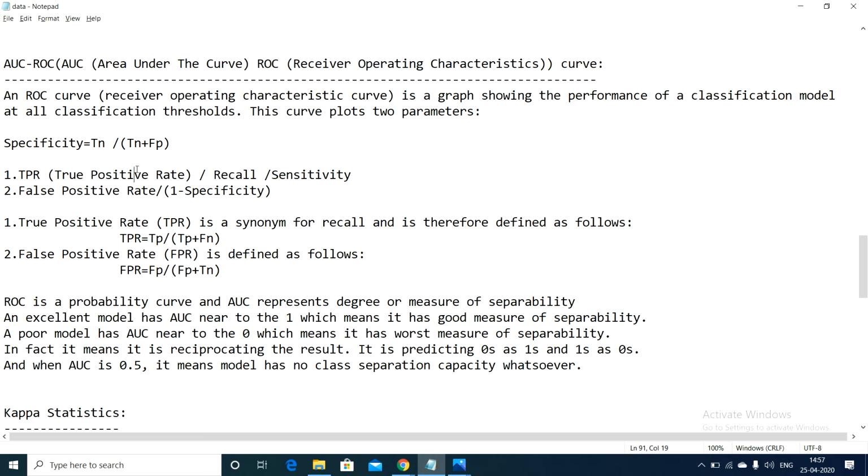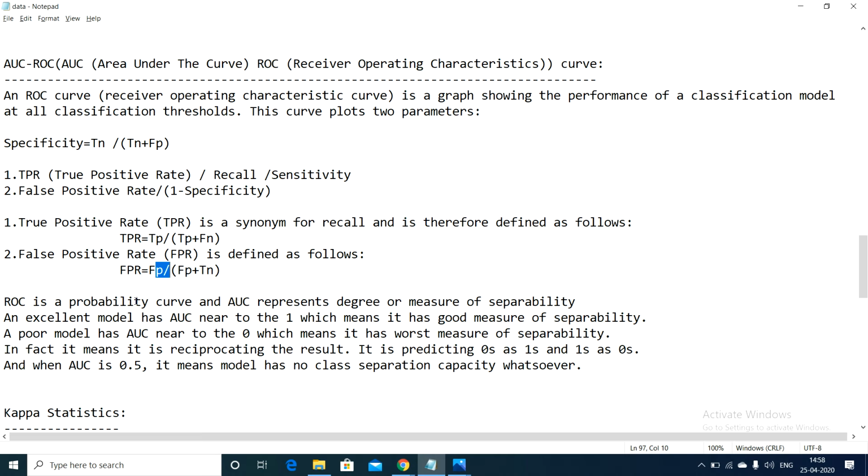What exactly is the false positive rate telling us? False positive rate is also called 1 minus specificity. Specificity is defined as TN by TN plus FP. If you subtract it from 1, that is 1 minus TN by TN plus FP, we will get FPR. See here, FP by FP plus TN. This is the false positive rate. True positive rate, false positive rate.